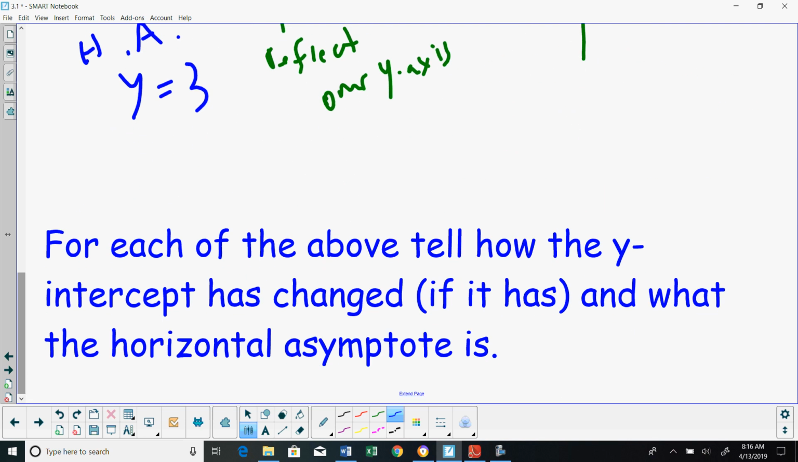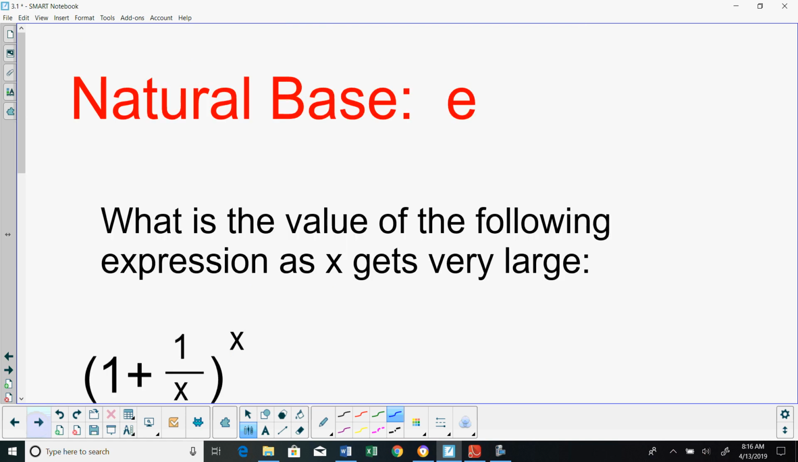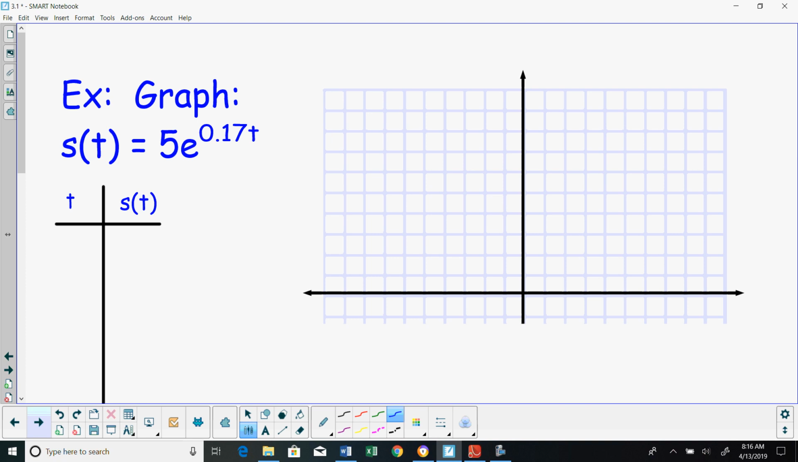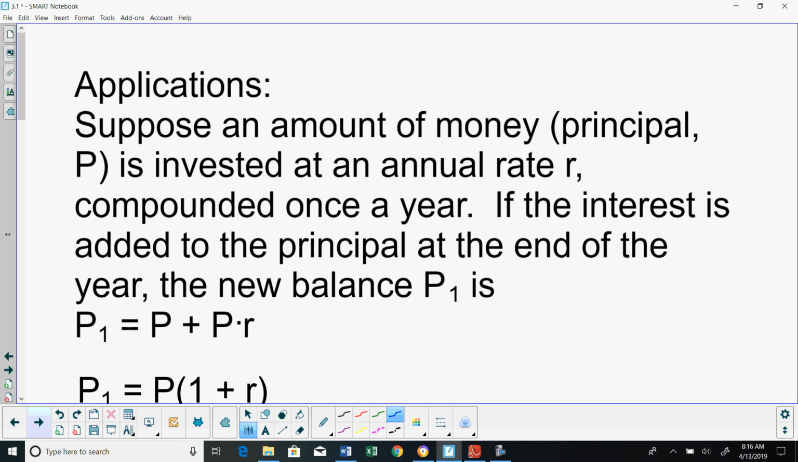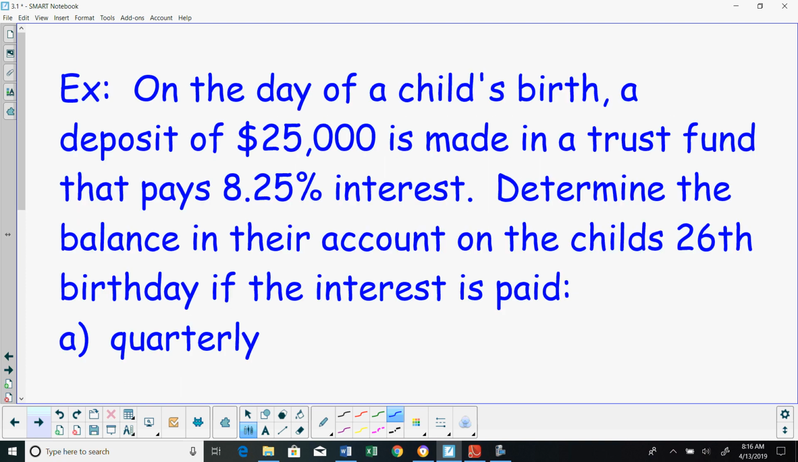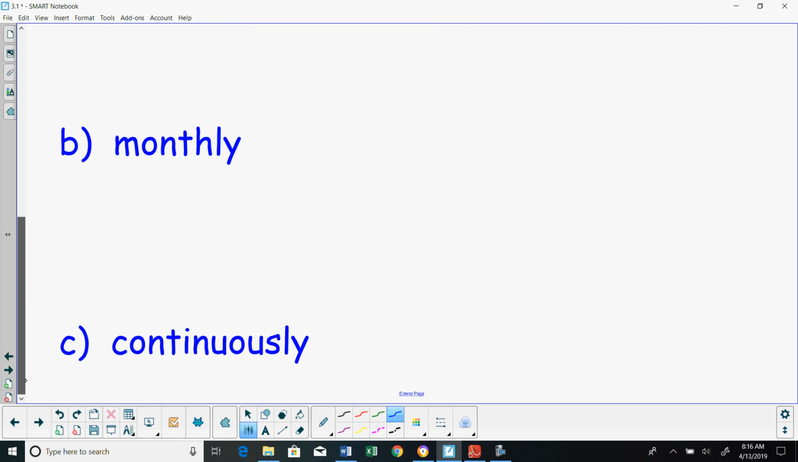We already talked about how the y-intercept is going to change for many of these, and we talked about what the horizontal asymptote was going to be. So we talked about the natural base in class, and we talked about some applications, and we were doing these problems in class. Let's get to this one, because I'm not sure if we got an answer for this.